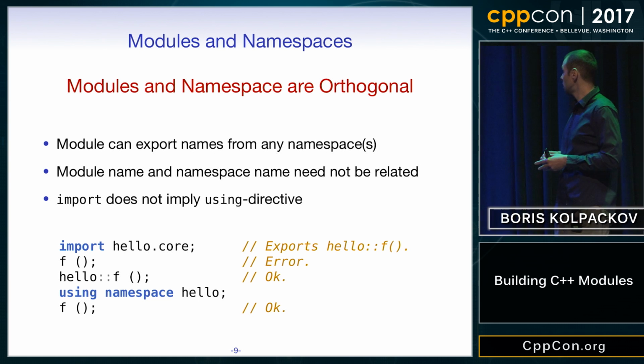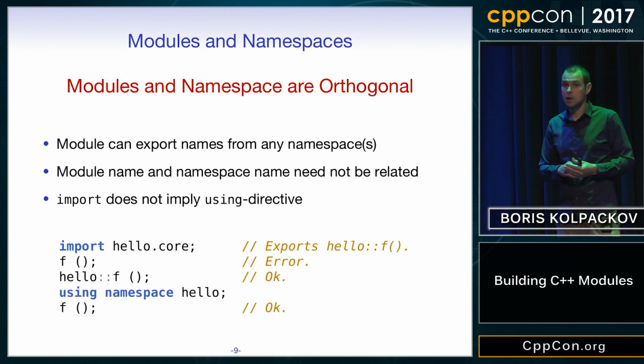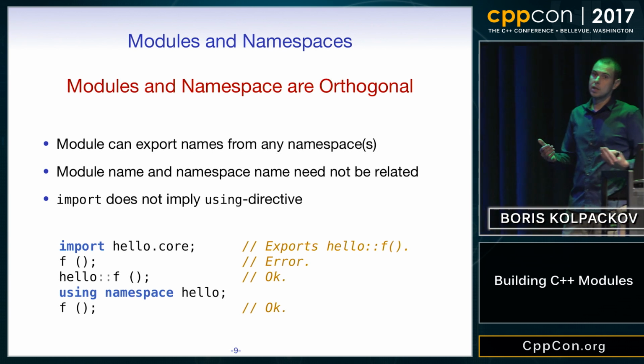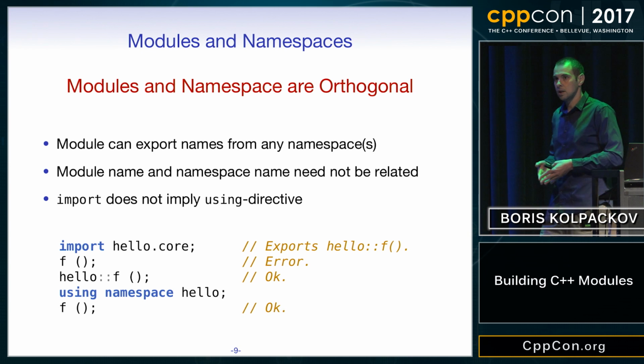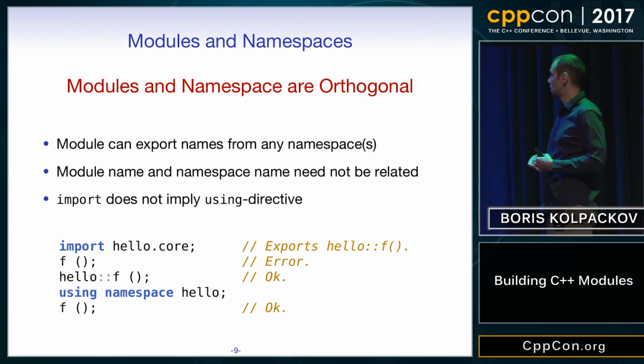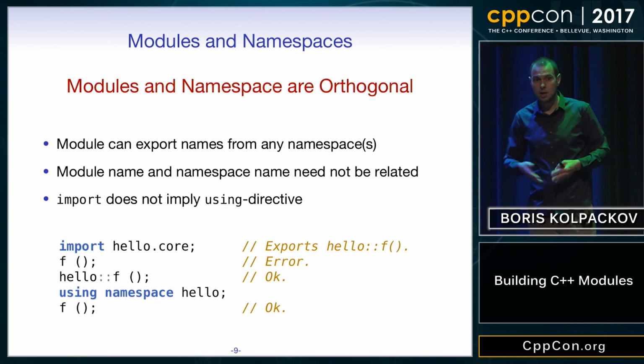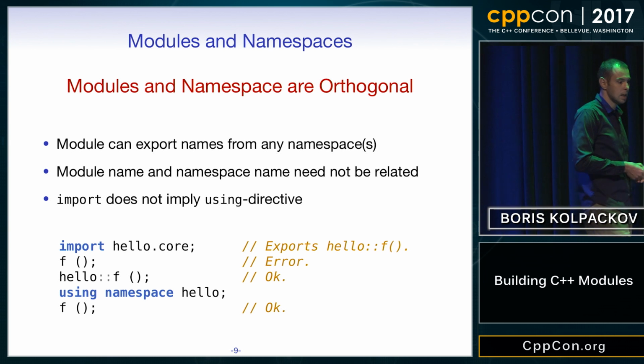So here's an example. Let's say we have a module, hello core, which exports function f in the hello namespace. Merely importing this module does not mean that you can call f unqualified. So we still have to use the usual qualification mechanisms or a using directive.